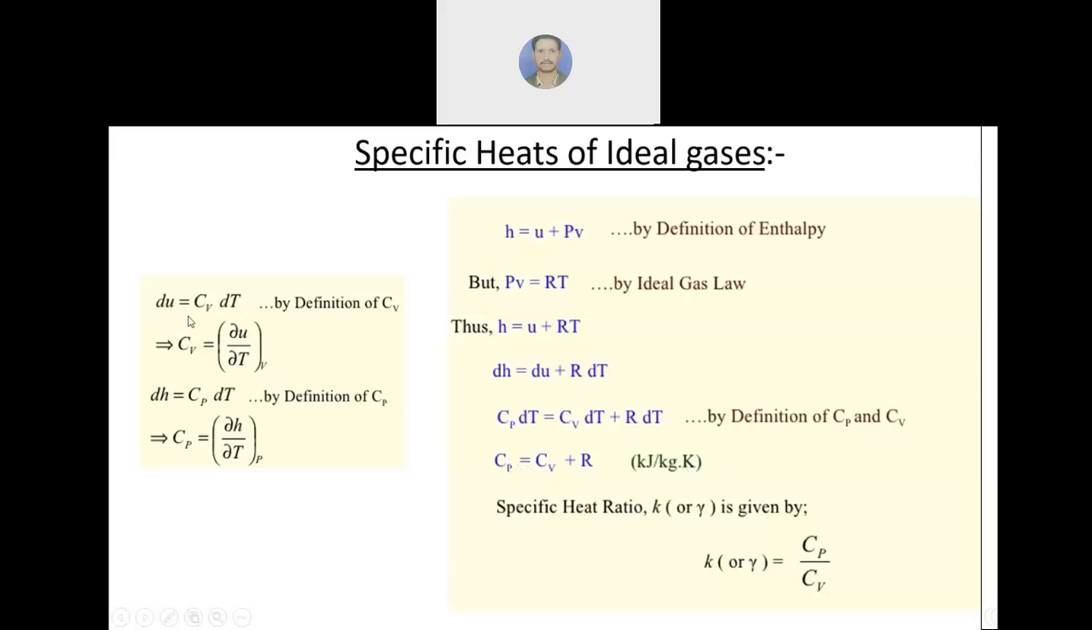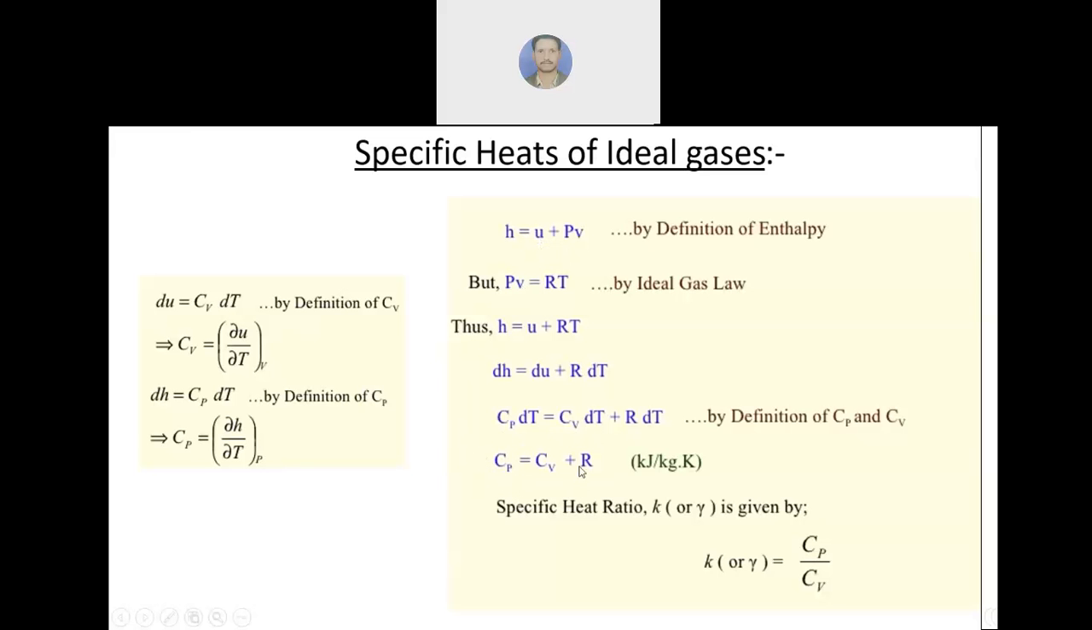So one relationship is du equals Cv dT, dh equals Cp dT, Cv equals du by dT at constant volume, Cp equals dh by dT at constant pressure. Next, you know H equals U plus PV, the addition of internal energy and pressure volume work. After resolving and simplifying, you will get Cp equals Cv plus R.